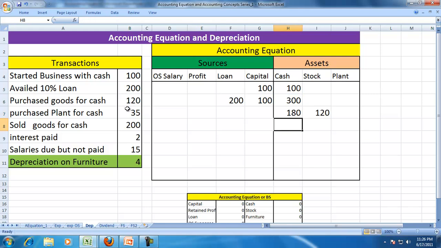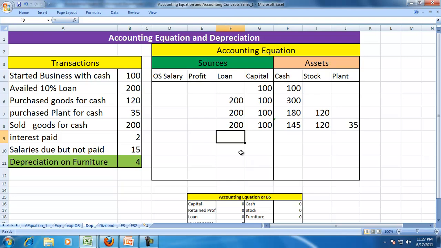This is all we have done in the past. Now I'm purchasing a plant for 35. There will be a change in the cash because we are purchasing it for cash. No change in the stock, no change in the capital and no change in the loan.